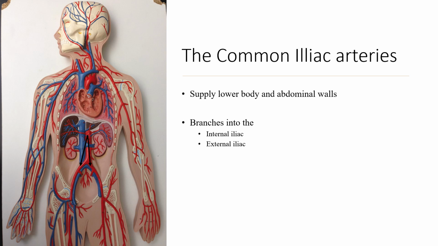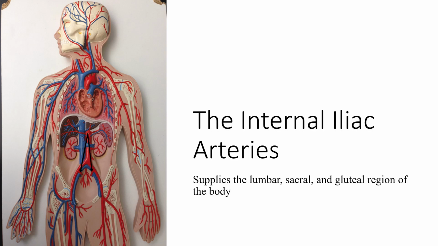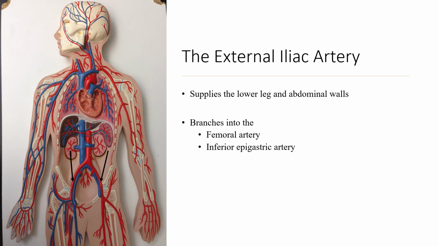Now, once we get down to the very end of the descending aorta, it bifurcates into the common iliac arteries that are going to supply the lower body. Your legs, for instance, your hind limbs. The common iliac arteries branch into the external iliac and the internal iliac. The internal iliac arteries supply your lumbar, sacral, and gluteal regions of the body. The external iliac supplies the rest of the lower body, the lower hind limbs, right?